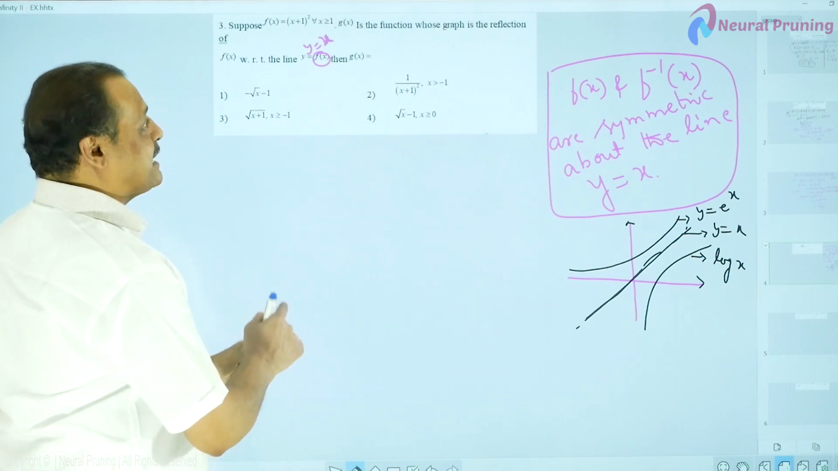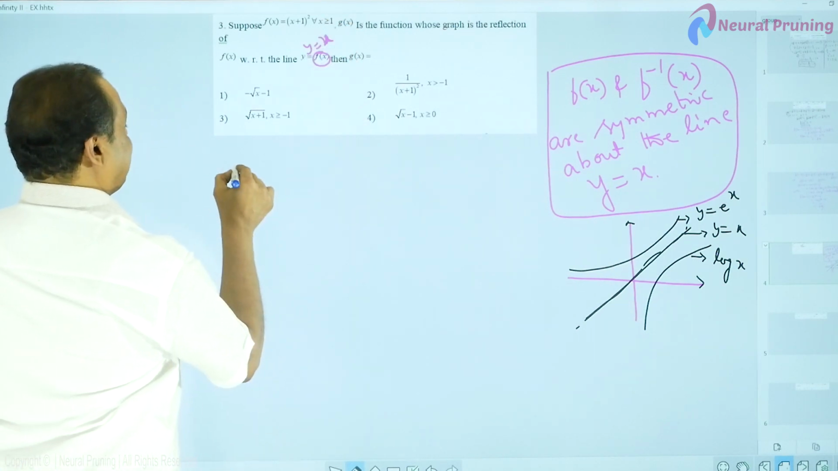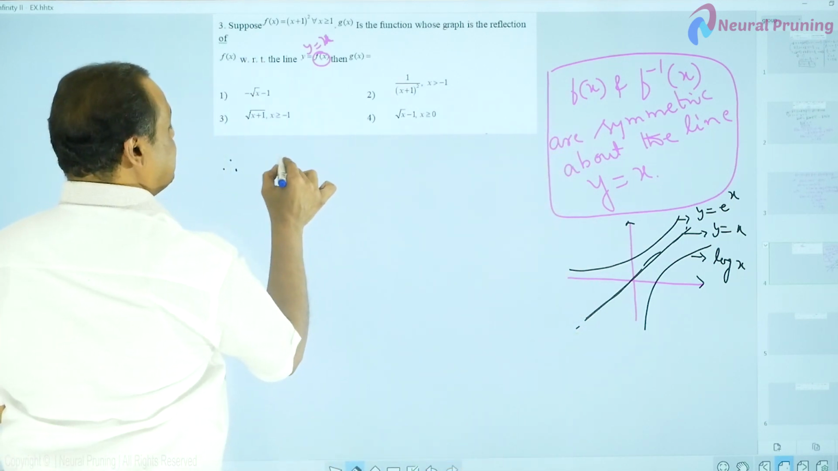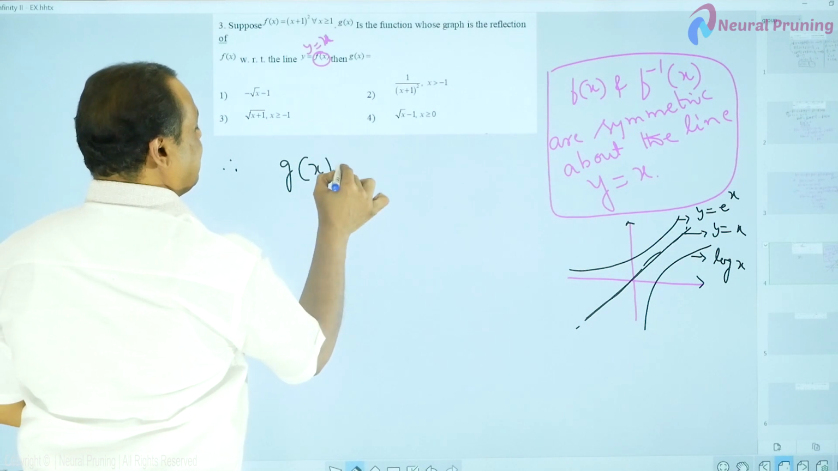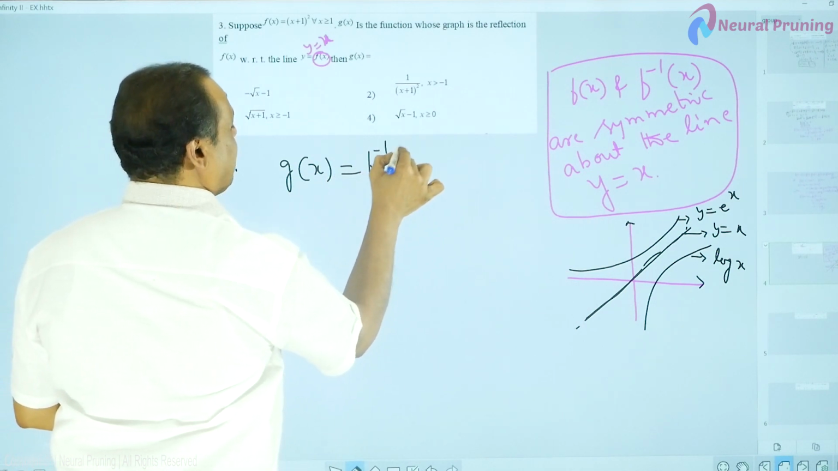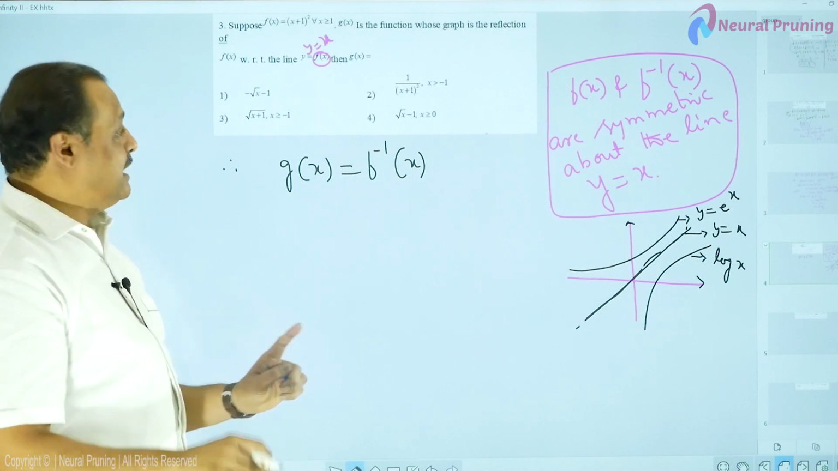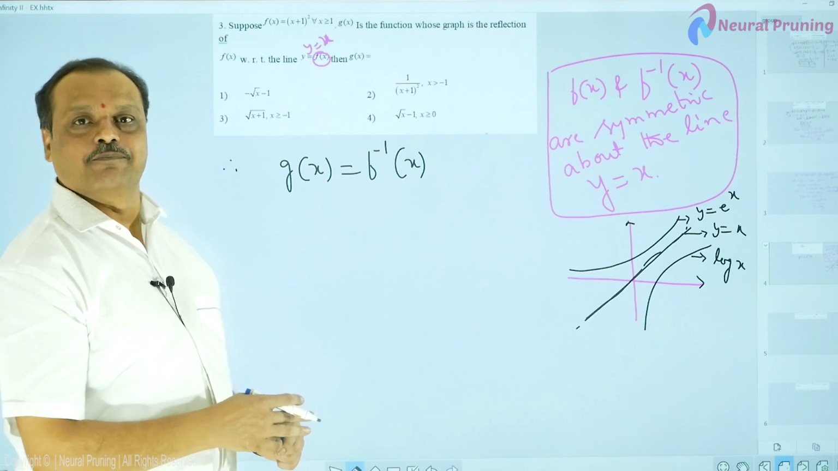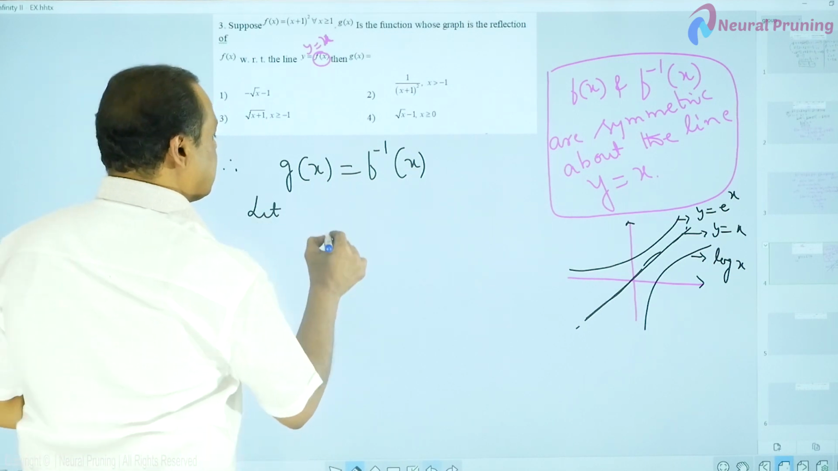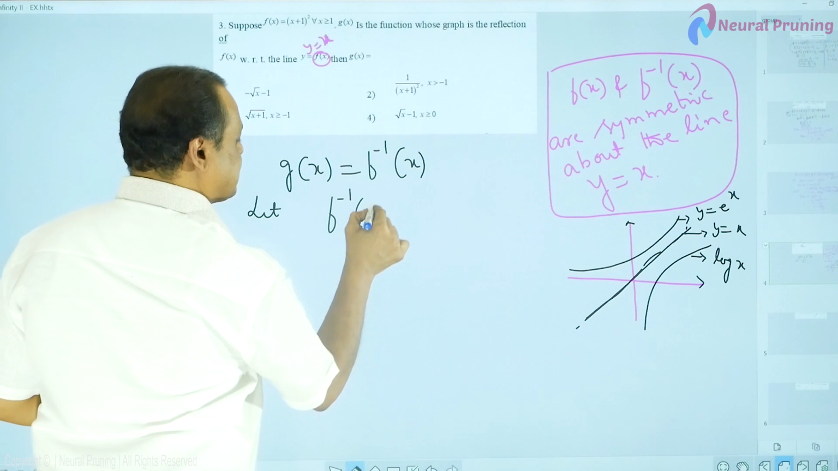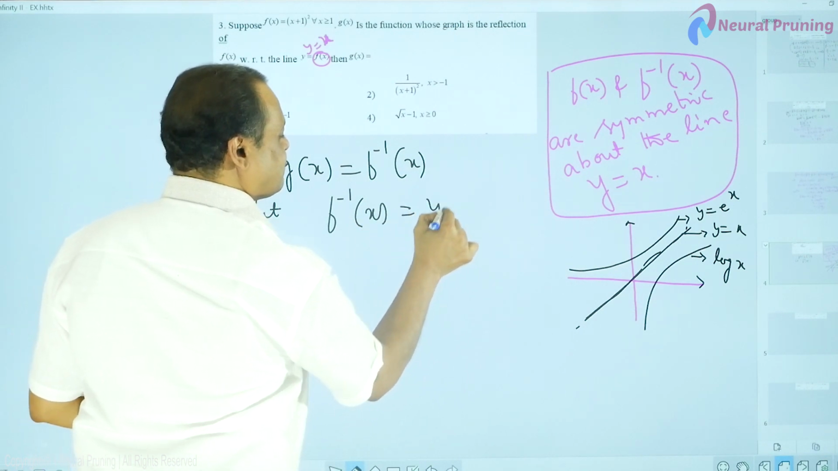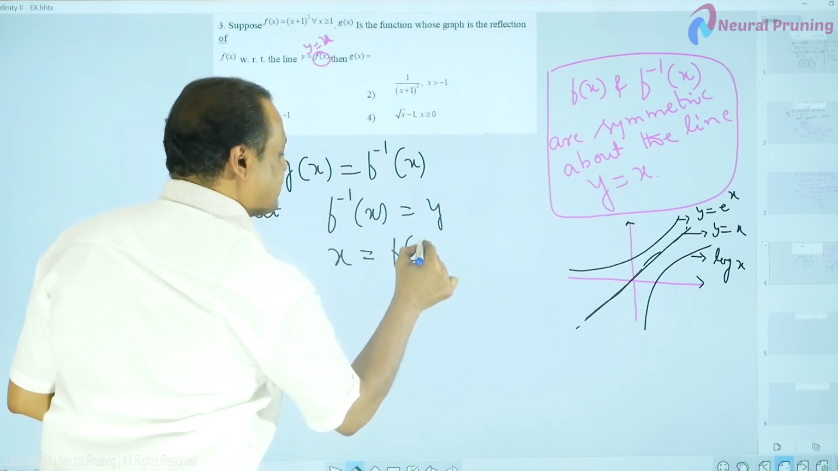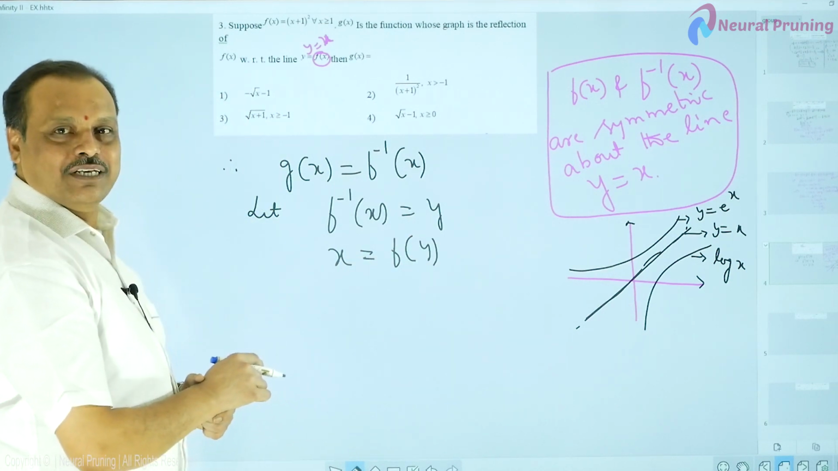So then you can easily understand that, because of all this analysis, g of x is nothing but f inverse of x. Once you identify that you need to get f inverse of x, it is very simple to get it from this expression. Let us suppose f inverse of x is equal to y. Then x is equal to f of y.